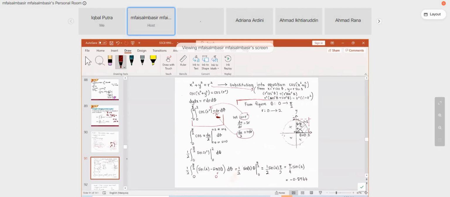Then you have to know how to integrate. For this case, you have to use the substitution first. And then you have to know how to integrate the sine. Okay. Any question for this? This is exactly 0 to pi over 2, not pi over 4. Pi over 4 is half.